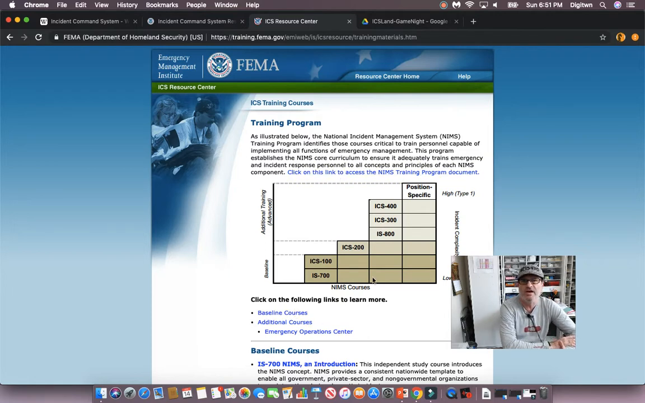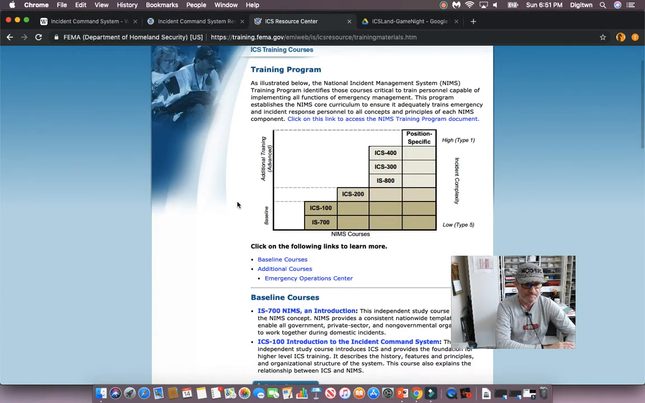A number of them are online, ICS 100, for instance, and ICS 200. I think it's 2 hours and 3 hours. They're pretty straightforward, very well organized, and you get a certificate at the end. Even if you studied ICS as part of a CERT program, a Community Emergency Response Team, which is what I did, there's a lot of value in looking at those training courses.